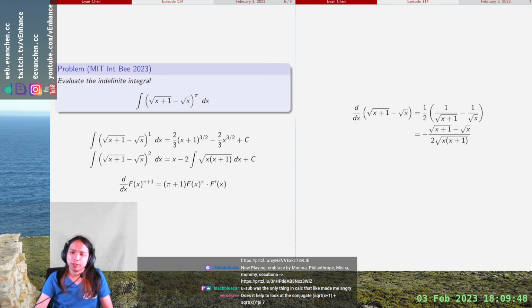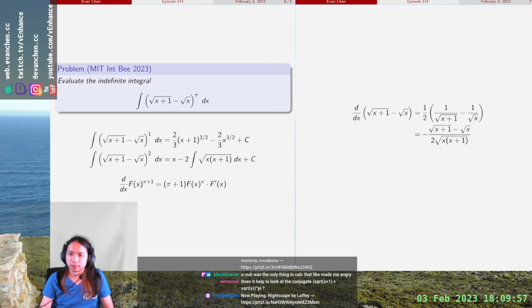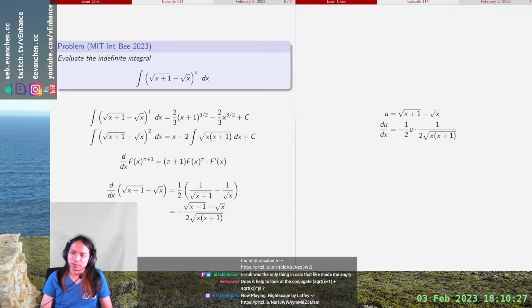Okay, you know what? Here's what we're gonna do. I'm gonna let u equal this thing. u will be root x plus 1 minus root x. All right. And oh, Lord, this is the kind of thing I'm really not good at. What we've learned is that du over dx is equal to minus half of u times 1 over 2 root x plus 1, which I guess is the thing that can happen.